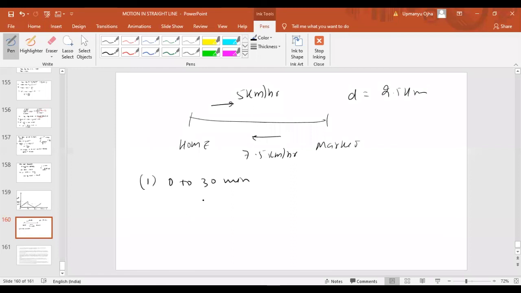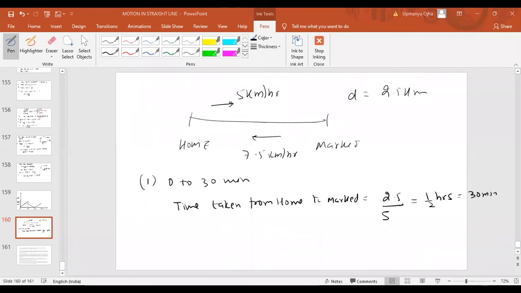Can you find the time taken from home to market? Time taken from home to market is equal to distance by speed. Distance is 2.5, speed is 5 kilometer per hour, which will come as half hour or 30 minutes. So it takes 30 minutes to reach the market.